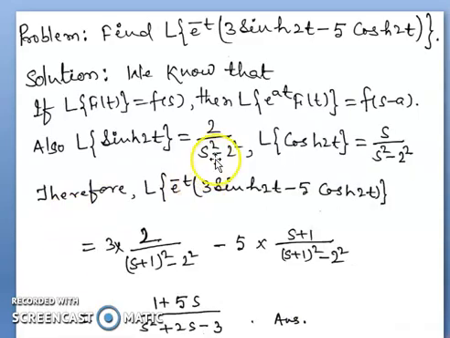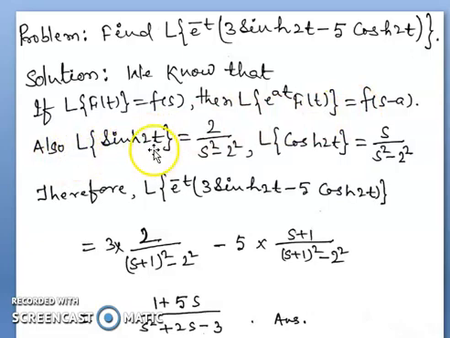Now take example related to the first shifting theorem. Here is example. Find L of e to the power minus t times 3 sinh 2t minus 5 cosh 2t. As we know that if L of f(t) equals F(s), then L of e to the power at f(t) equals F of s minus a. This is the first shifting theorem of the Laplace transform.